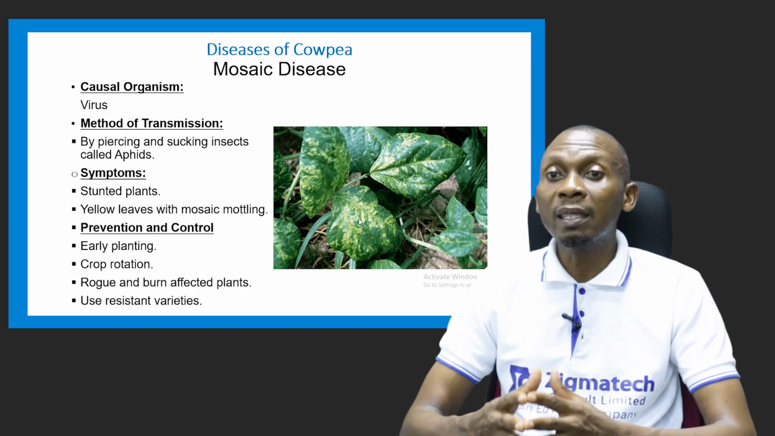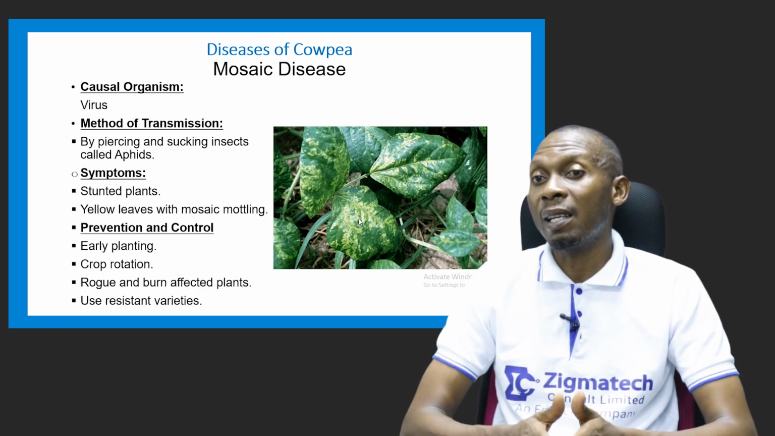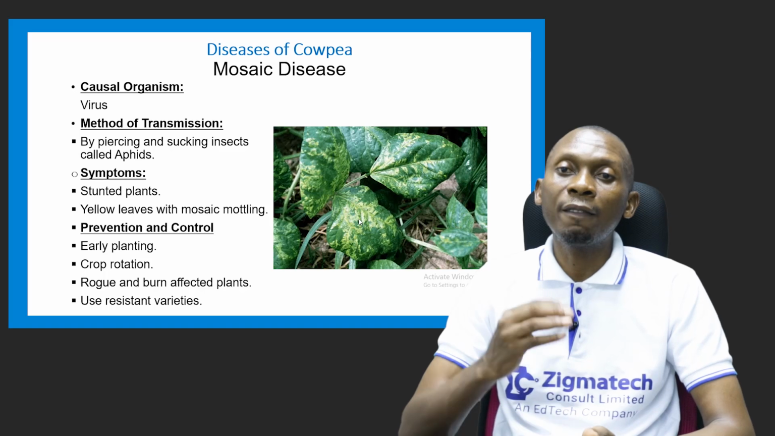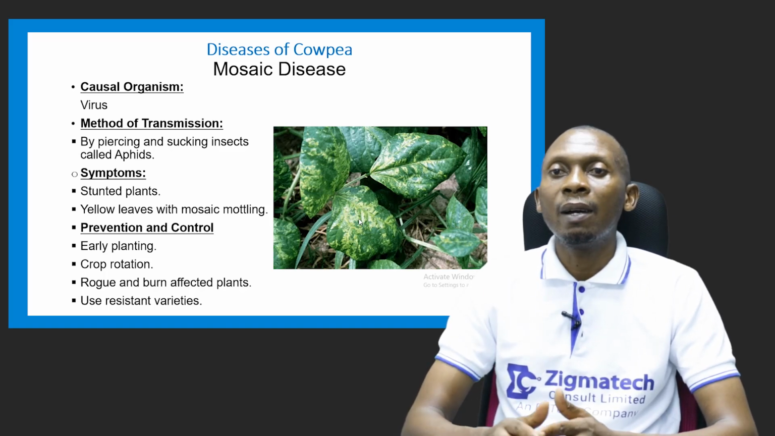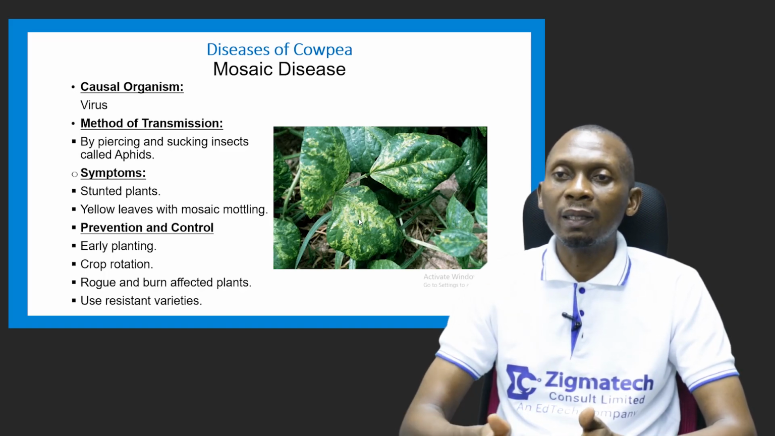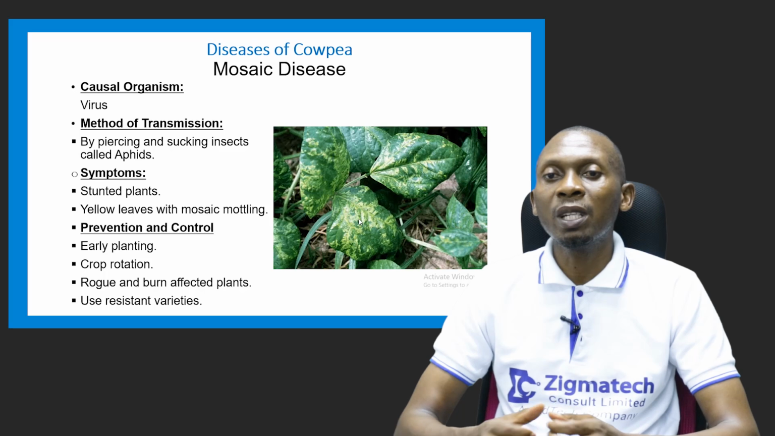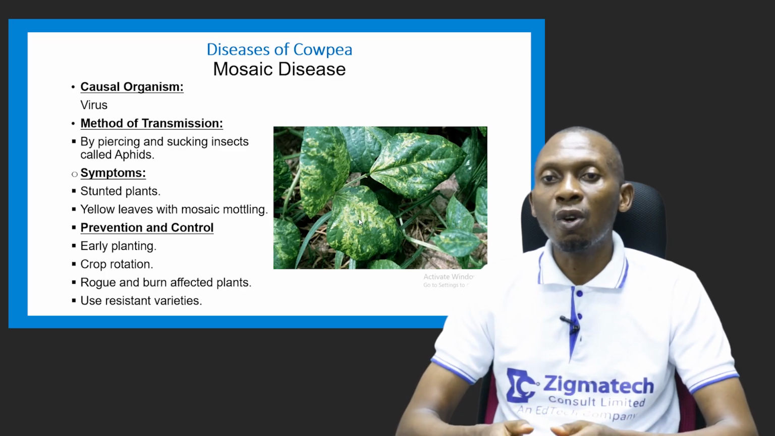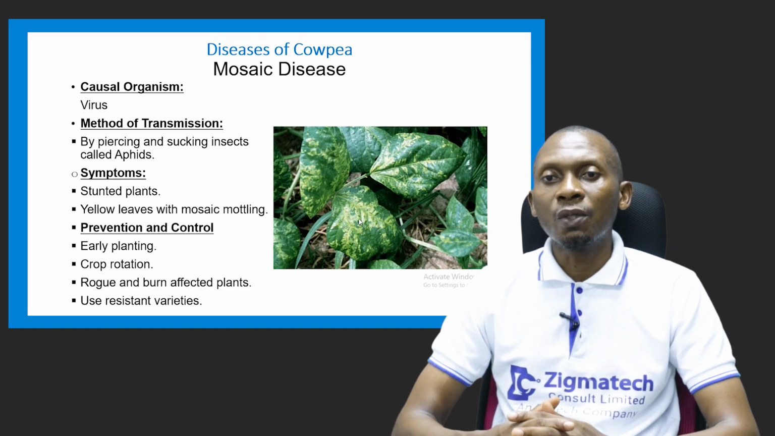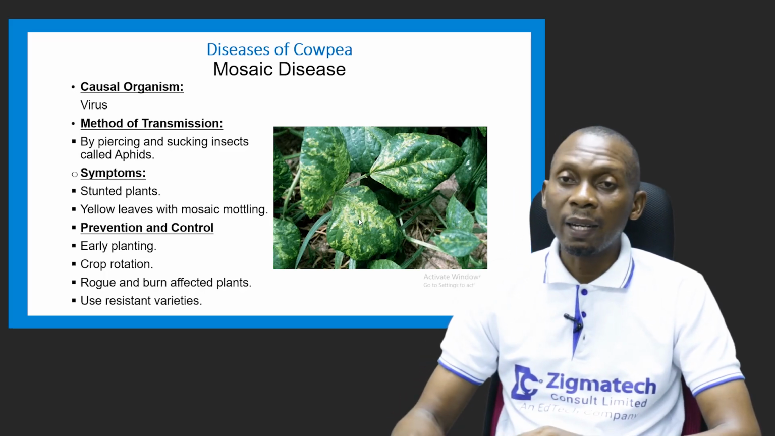And remember, the insect pests which spread such disease will no longer have such plants to attack, thereby spreading the disease. So you see, crop rotation actually helps to break the life cycle of both the disease and the insects. Okay, now we have roguing and burning of affected plants. Roguing is when you uproot and burn affected plants. That uprooting of diseased plants is called roguing. You understand? So you rogue and you burn those affected plants. Then you can also use resistant varieties.